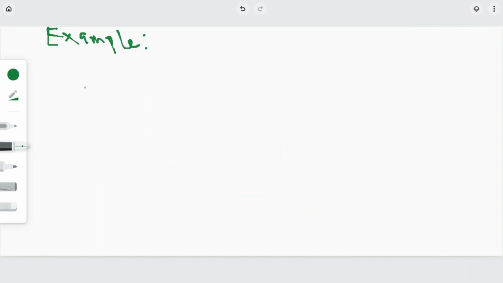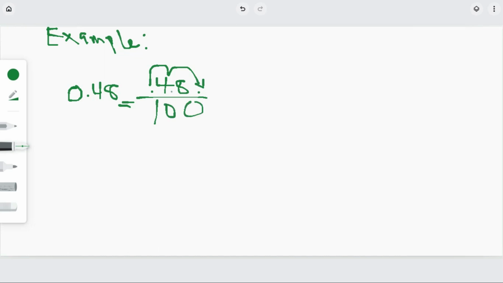So another example here is to change 0.48 to a fraction. So remember, that will be 48. You have 0.0 here, you understand. So you shift the decimal point 2 times here, 1, 2, so it will reach the end of the number. Because we shift the decimal point 2 times, we write 100 here. So what we have now is 48 over 100.